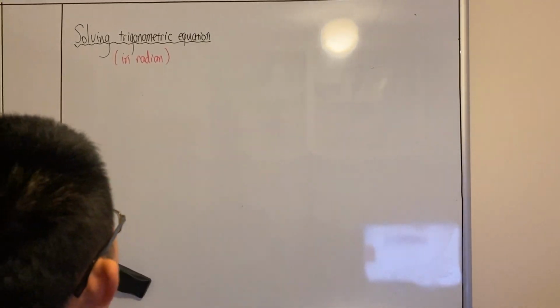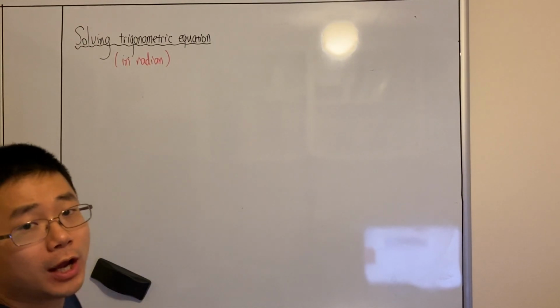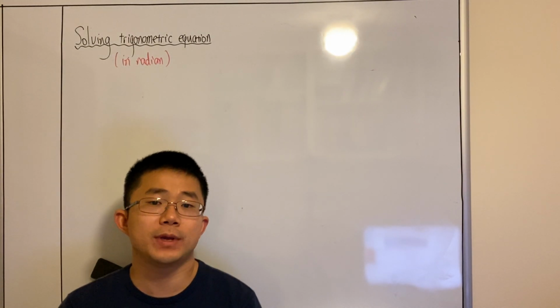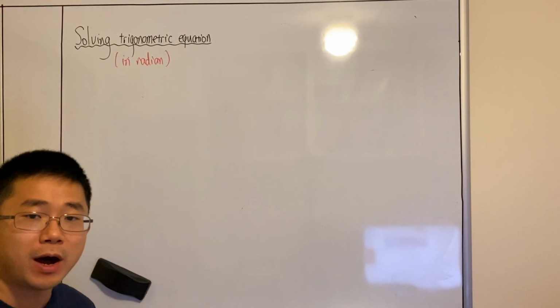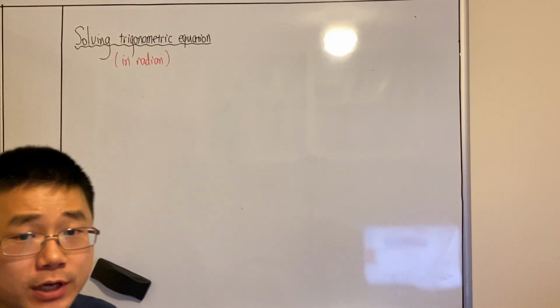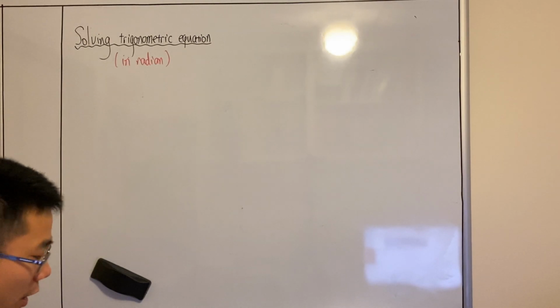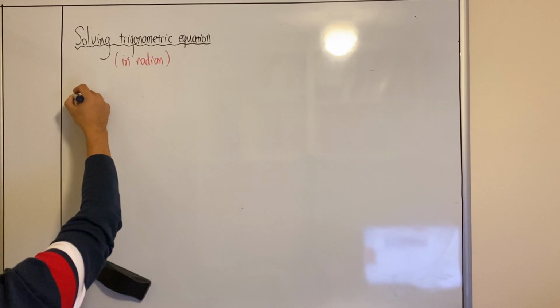Alright guys, today I'm going to show you how to solve trigonometric equations, but this time in radians. We have learned how to convert radians to degrees and degrees to radians. Now we need to be able to solve a trig equation in terms of radians, like in terms of 2 pi or negative 2 pi. So I'm just going to show you how to do 4 different kinds of questions. That should give you enough idea about how to solve it using radians.